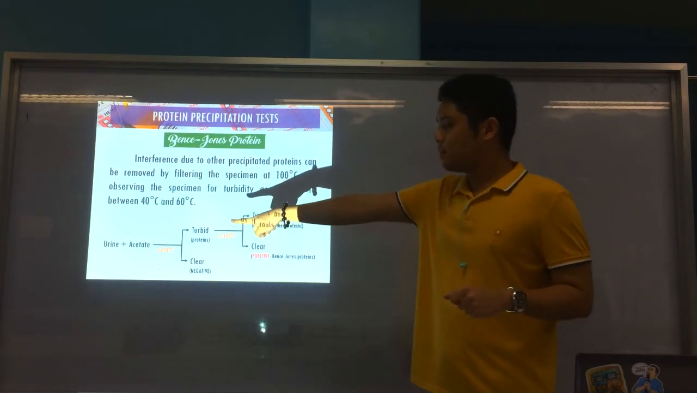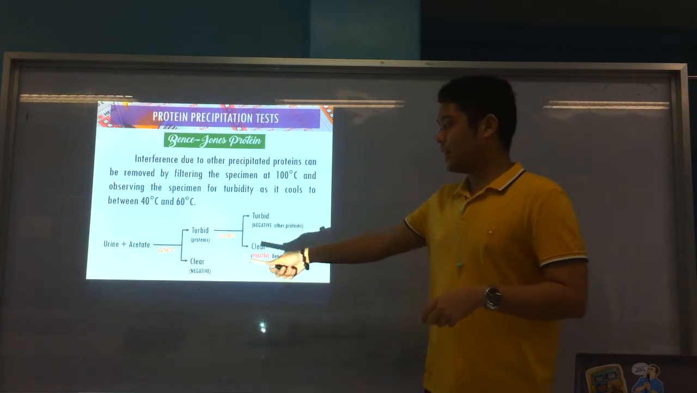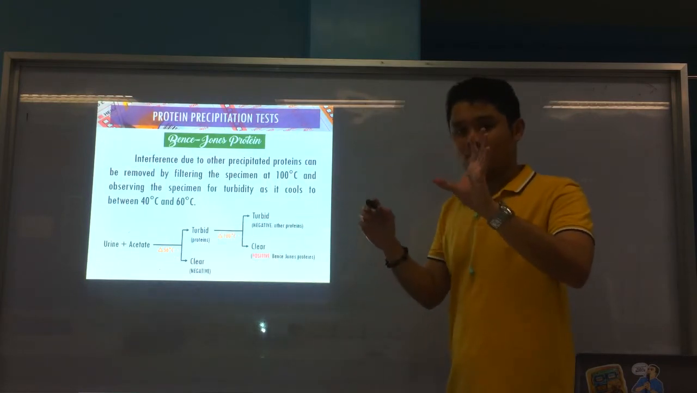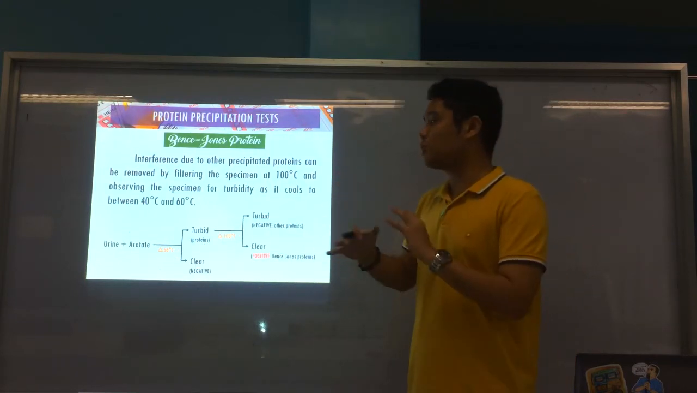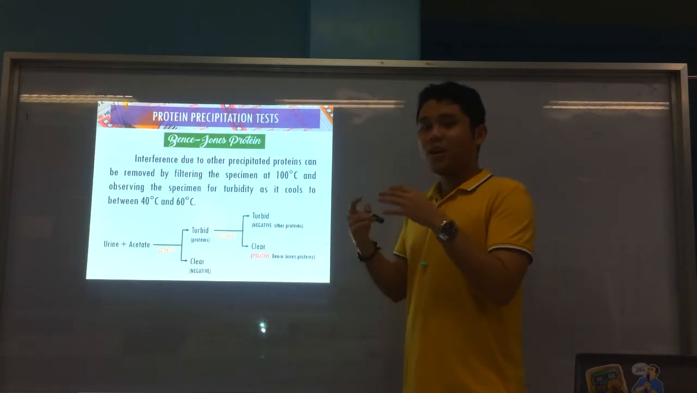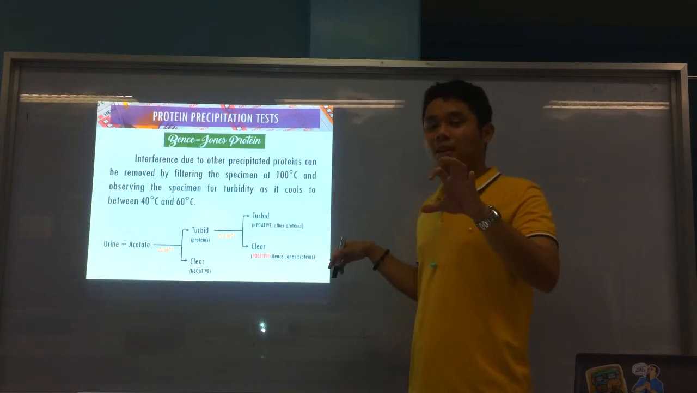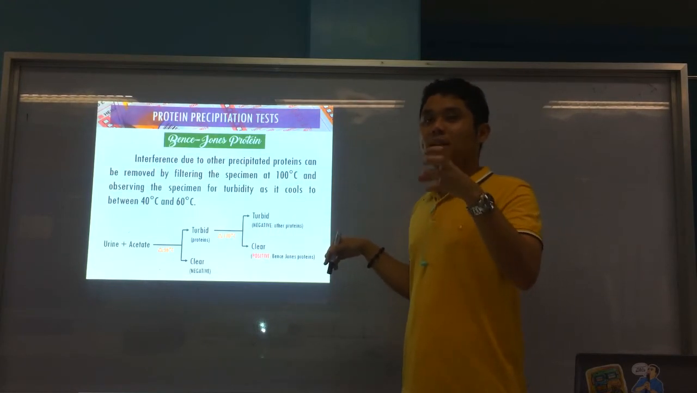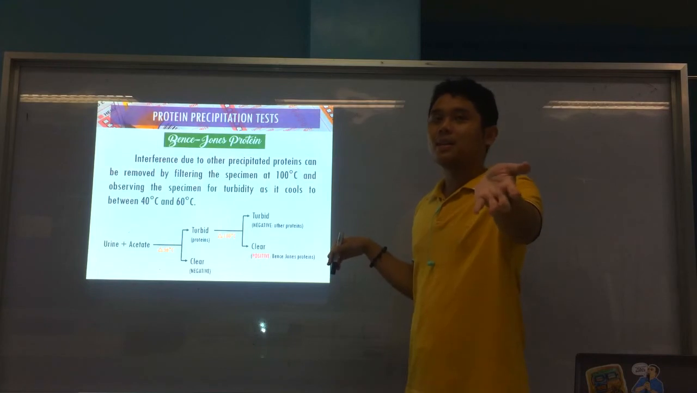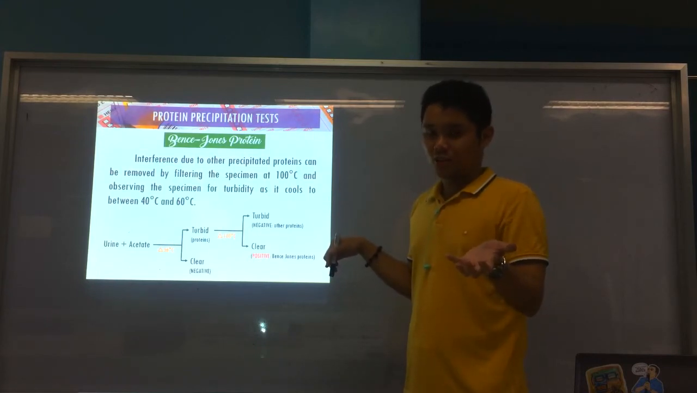Now, again, we start first with urine and acetate, or your acetic acid? So we heat it at 56 degrees Celsius, right? It's between 40 to 60. Of course, it becomes turbid because of the presence of protein. Alright? Now, we further heat it. If it stays turbid, it's negative, because the cause of the turbidity is other proteins, right? Because if it's Bence Jones, it should already be clear at 100 degrees Celsius, right?